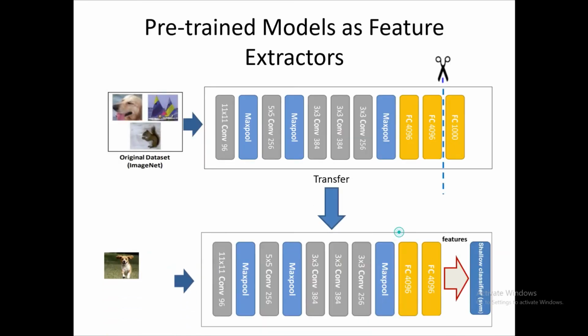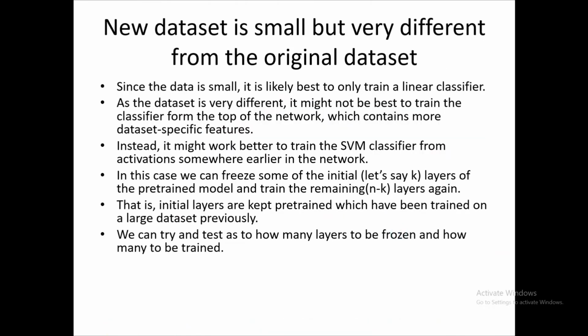Another scenario is when the new data set is small but very different from the original data set. Since the data is small, it is likely best to only train a linear classifier. But as the data is very different, it might not be best to train the classifier from the top of the network, which contains more data specific features. Instead, it might work better to train an SVM classifier or some new classifier from the activations somewhere earlier in the network.